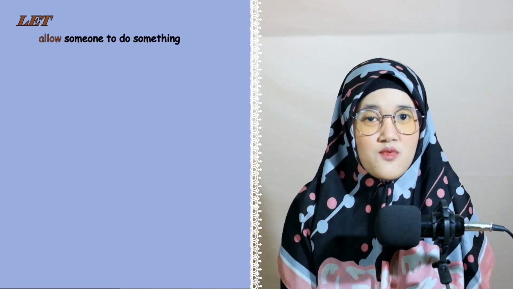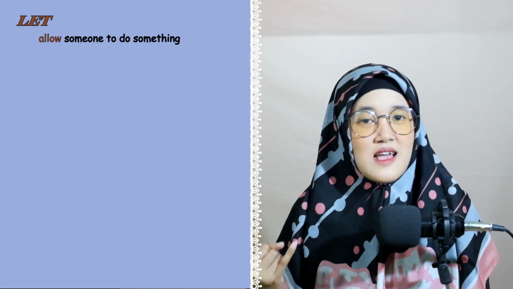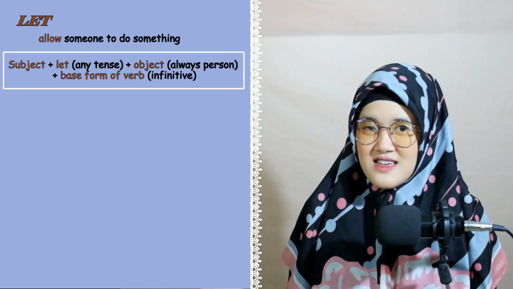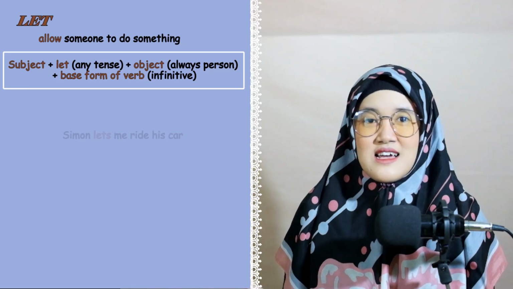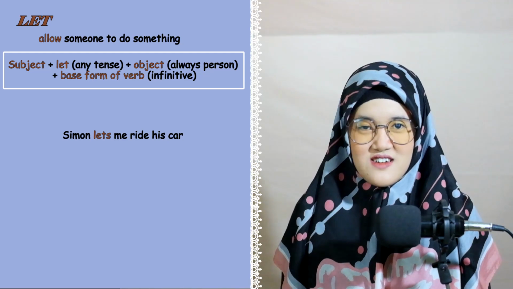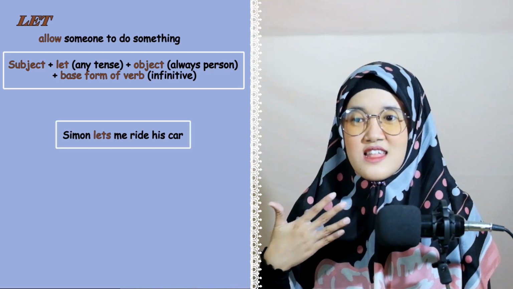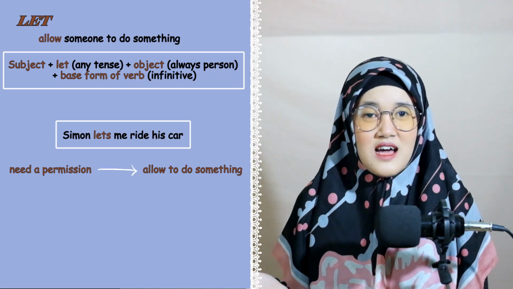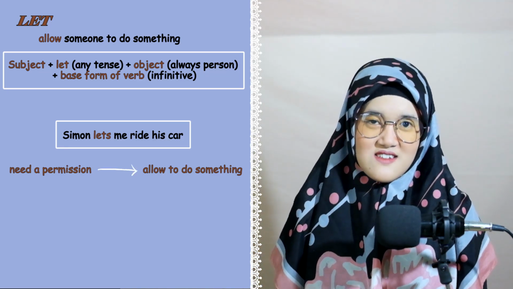Okay, our first verb today is let. Let means that we allow someone to do something. Subject, let, object, infinitive. Simon let me ride his car. Here I need his permission to ride his car, and Simon allows me to ride his car.